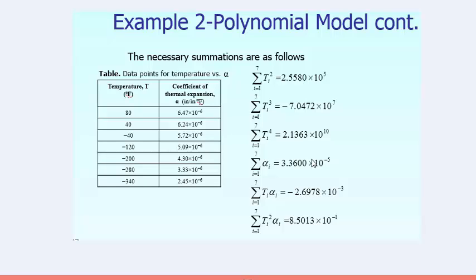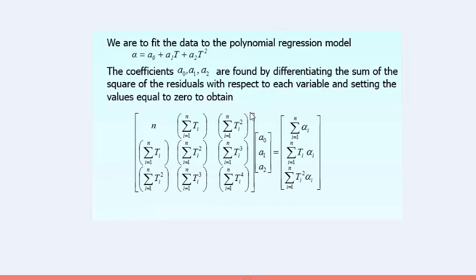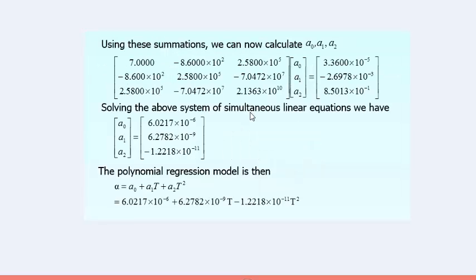So starting from our formula, I have already solved this question, so we are putting our values in our matrix. Here we put our values to find A0, A1 and A2. By solving this matrix by simultaneous linear equations, we find A0, A1 and A2, which is 6.0217 exponent minus 6, and A1 is 6.2782 exponent minus 9, and A2 is minus 1.2218 exponent minus 11.